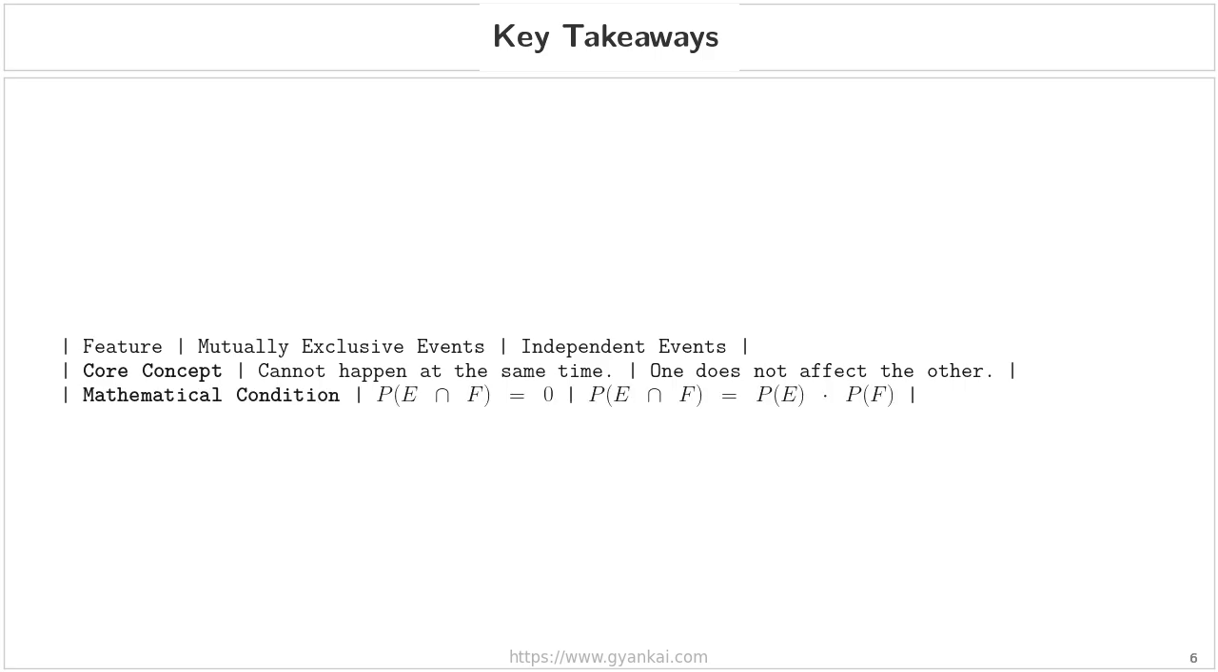Now, let's look at the second row, which covers the mathematical condition. This is where you'll want to be careful with your notation during exams. For mutually exclusive events, the probability of E intersection F equals 0. But for independent events, the condition is different. The probability of E intersection F equals the probability of E multiplied by the probability of F.